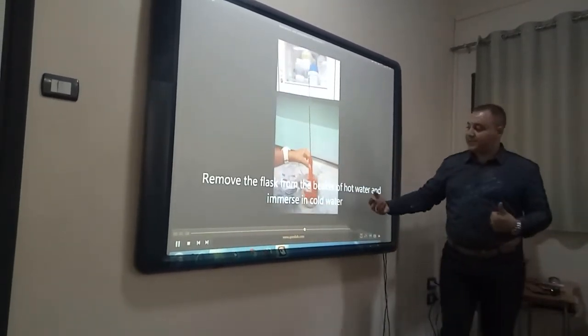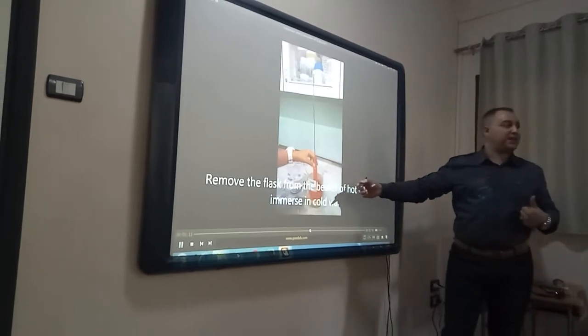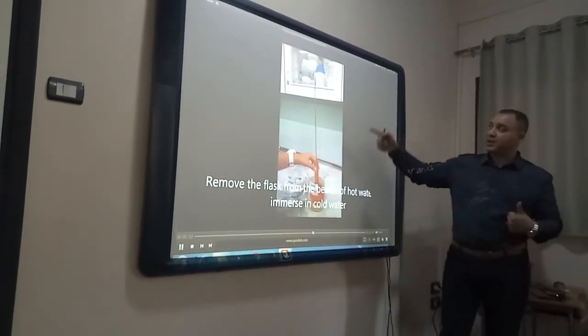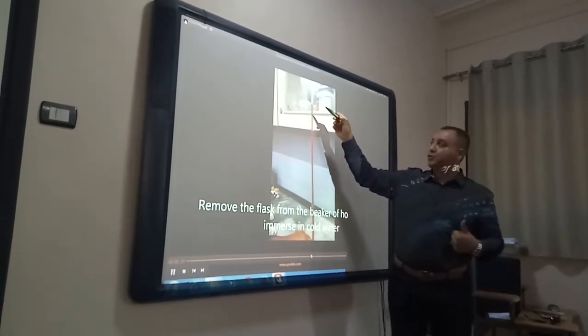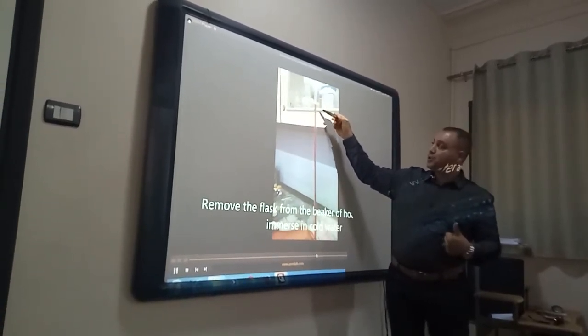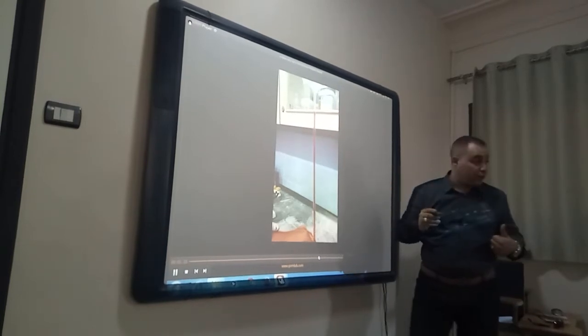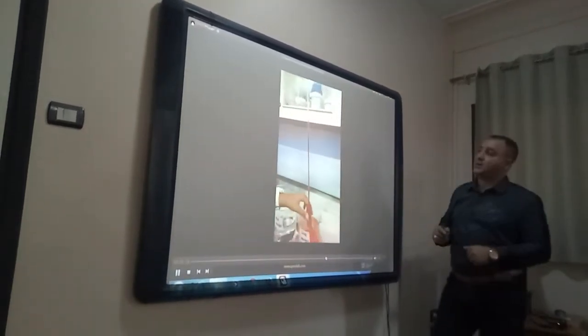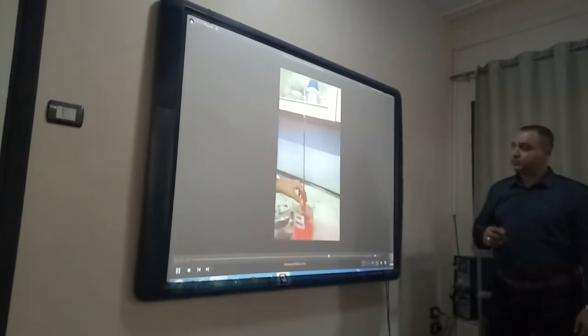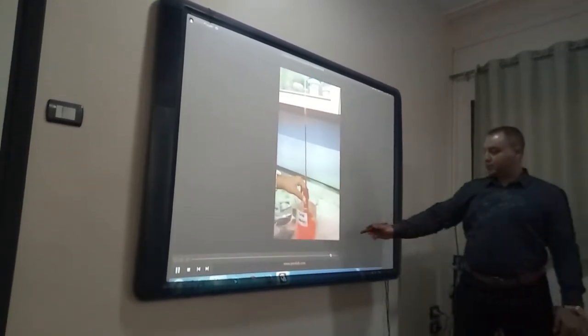If you put it second in an iced glass, what happens? Observe the level of water. What happens to the level of water? It falls down when we put it in iced water, in cold water.